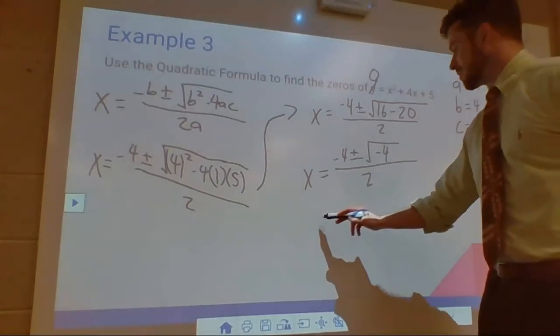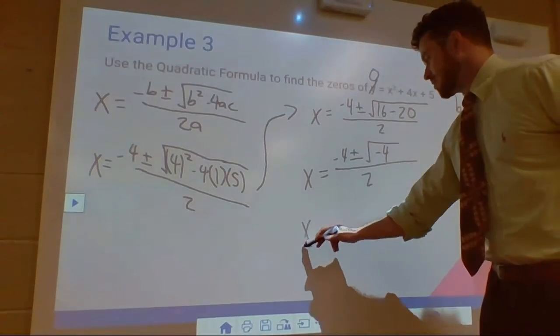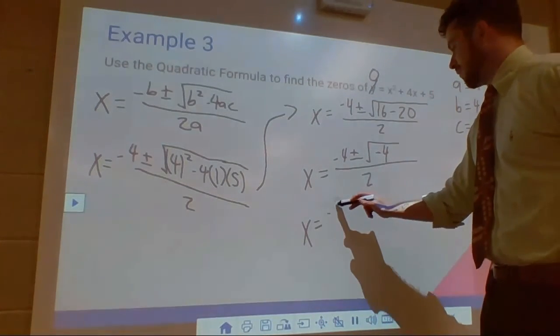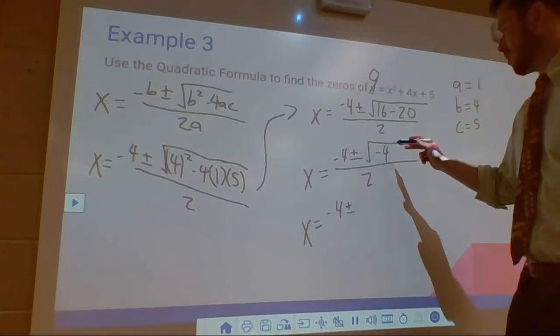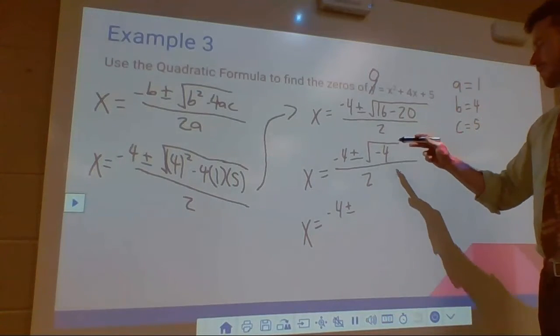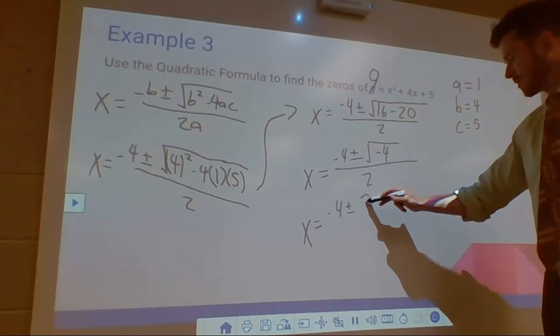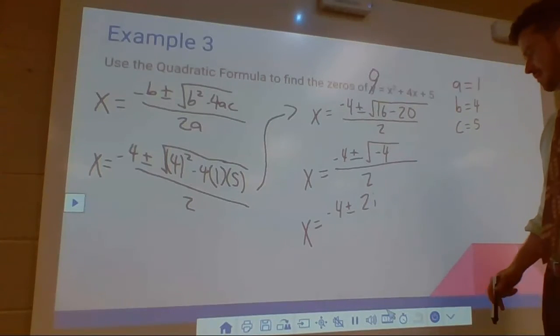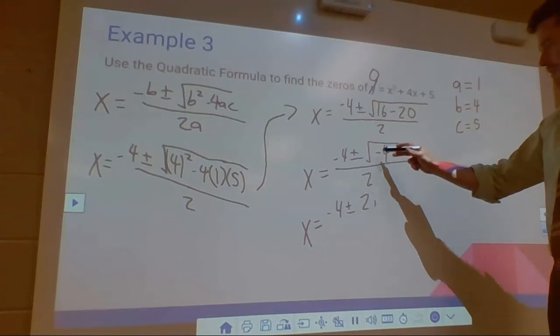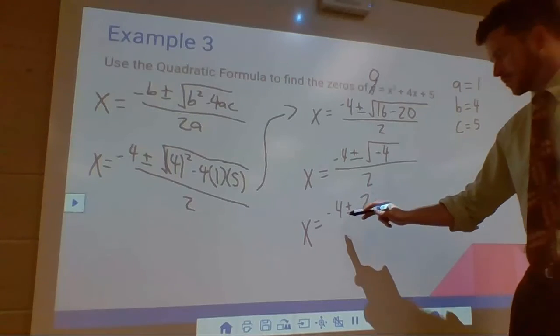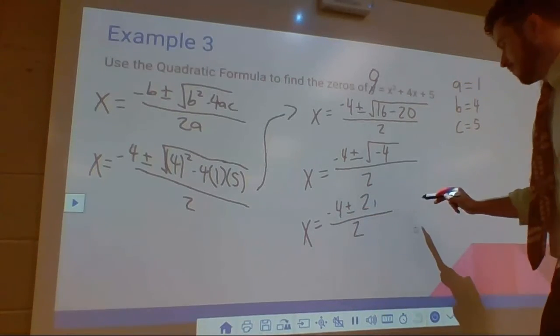So, let's try to simplify this. X equals negative 4 plus or minus. Remember, the square root of negative 4, we're going to have i in our answer. So, square root of negative 4 is 2i. Square root of 4 is 2, and then that negative tells you you're going to have i in your answer. And then we're going to divide that by 2.